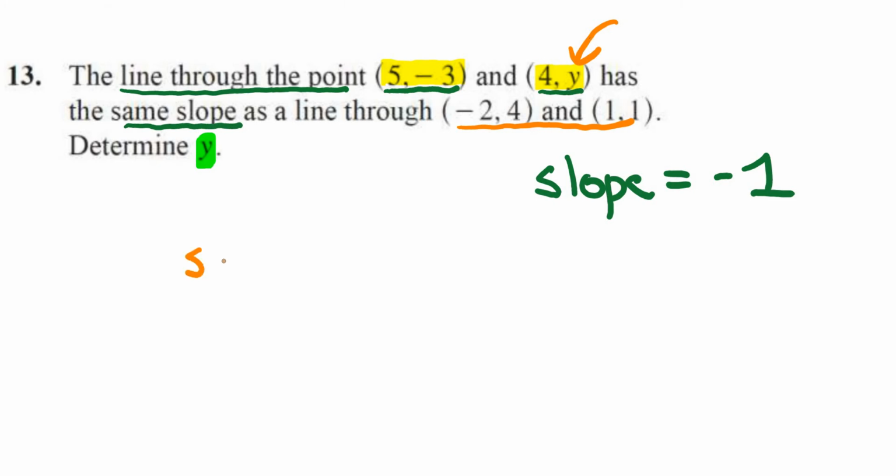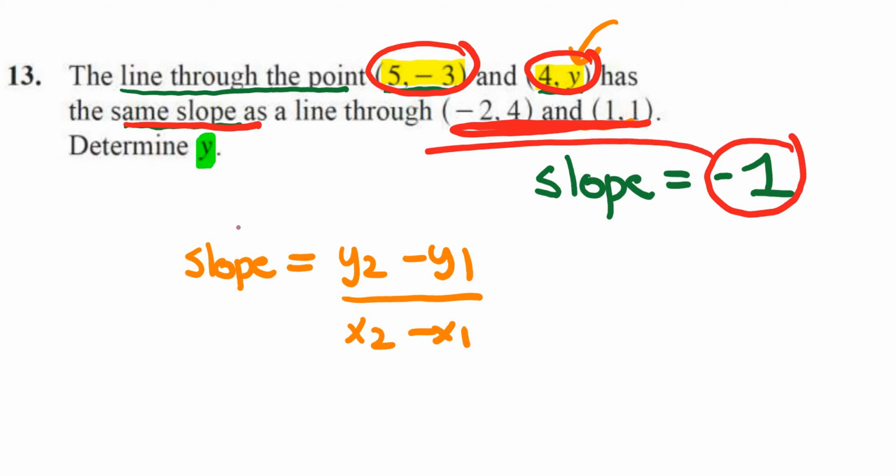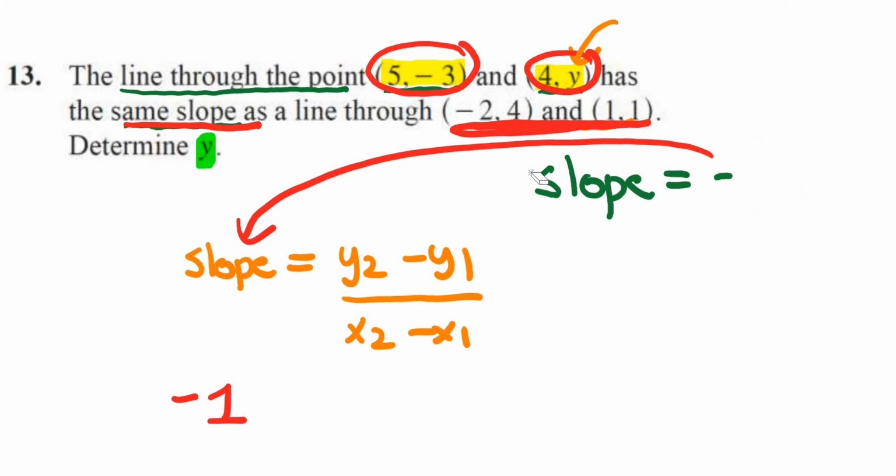Okay, so I know that slope equals rise over run, which is y2 minus y1 over x2 minus x1. Okay, so we know that the slope from these 2 points is the same slope as the points over here. So we know that slope is going to be -1. So that -1 can replace this slope as -1. Okay, now we're done with all that.